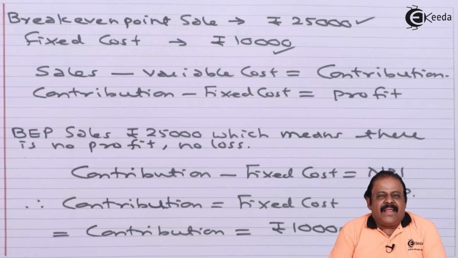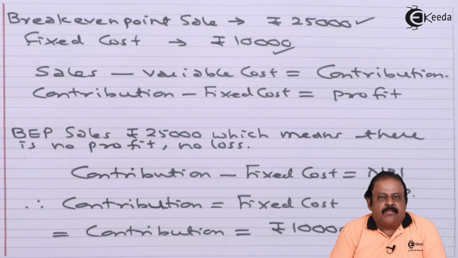So this question is based on the concept that at break-even point there is no profit, there is no loss. So at break-even point, if we minus from contribution fixed cost, we are going to get the answer nil. That means contribution will be equal to fixed cost at break-even point.